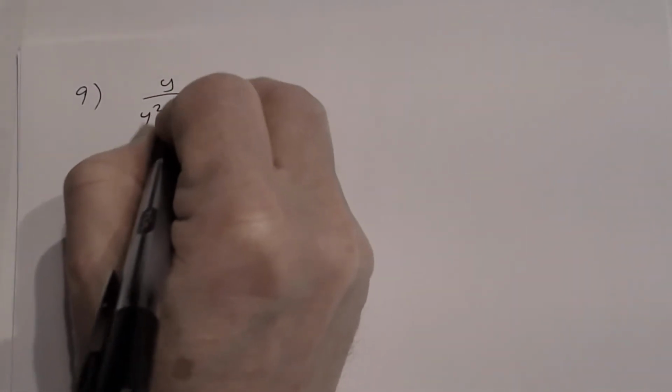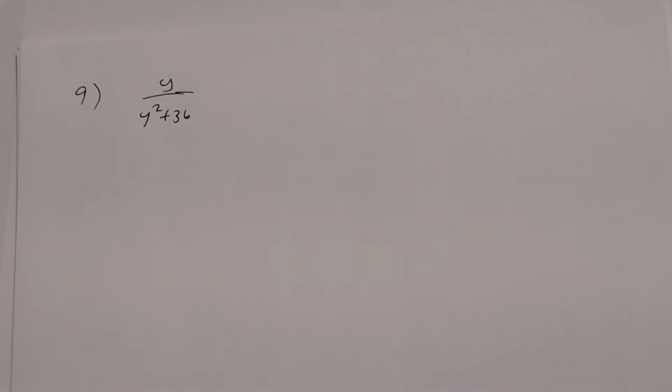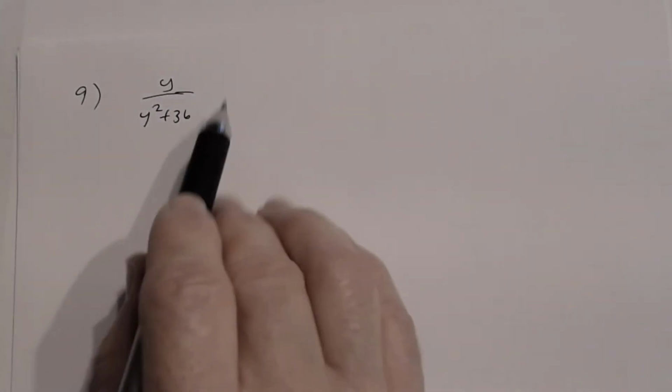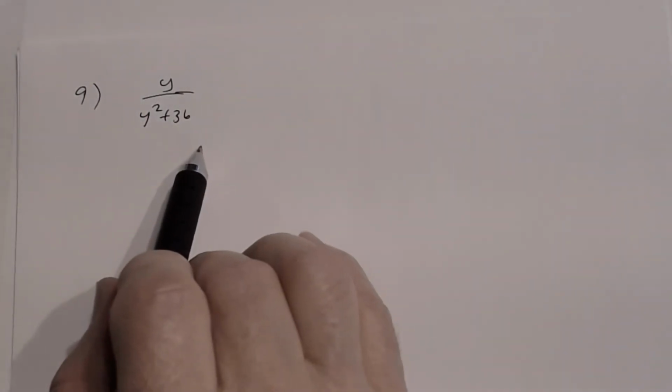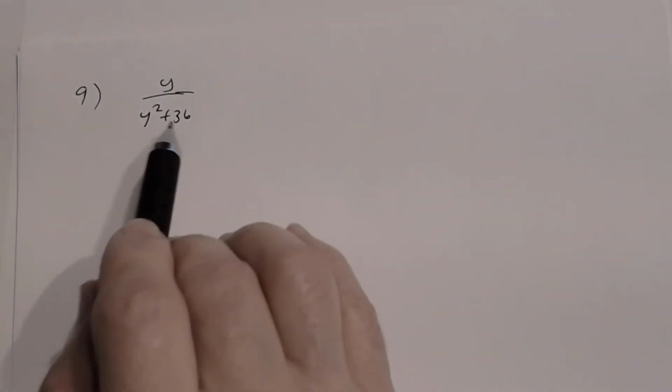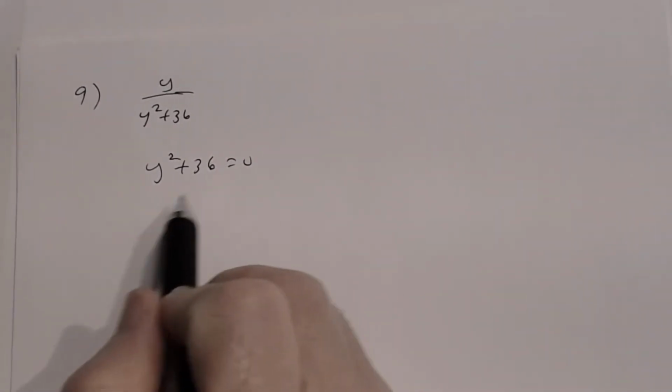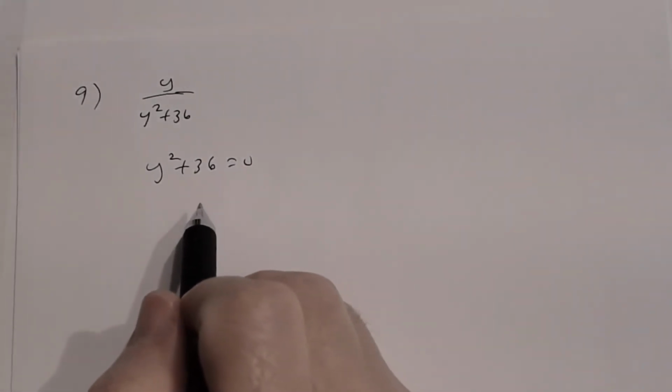Let's suppose we have this in number 9. Okay, number 9. We have y divided by y squared plus 36. Okay, so if I look at that, so again, I have this rational expression, and you want to find out where this rational expression is undefined. Well, a rational expression is undefined when the denominator is 0. And so notice, look at what I have. I have this quadratic equation, right?